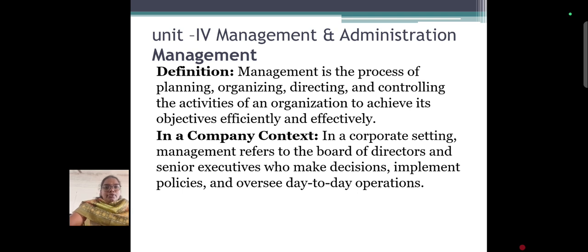Management is the process of planning, organizing, directing and controlling the activities of an organization to achieve its objectives efficiently and effectively. In a company context, in a corporate setting, management refers to the board of the directors and senior executives who make decisions, implement policies and oversee day-to-day operations.